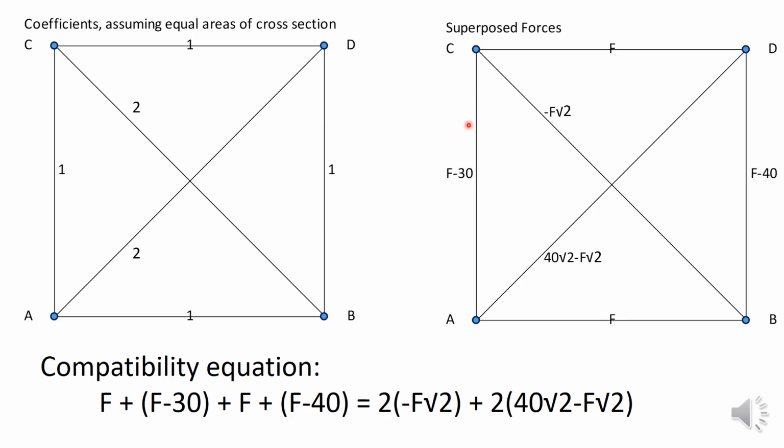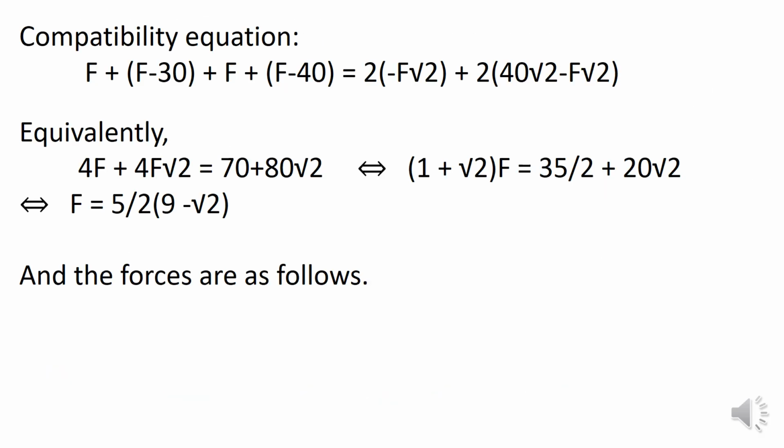First you add on the perimeter, you get 1 times F, 1 times F, and then 1 times F minus 30 and 1 times F minus 40. That gives you the left hand side here. On the diagonals it will be 2 times minus F root 2 and 2 times 40 root 2 minus F root 2. Here I've just transcribed from the previous slide. I've just copied and pasted this equation.